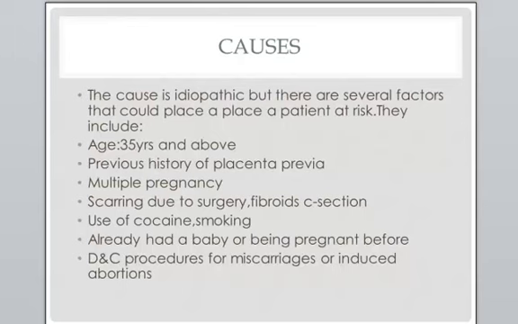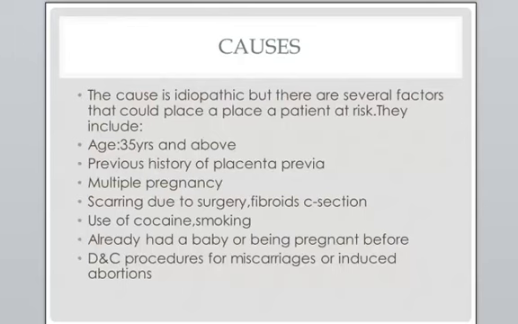If you are 35 years and above, that's an elderly primigravida, there is a possibility that your placenta might be located in the lower uterine segment. Another thing is, maybe during past pregnancies, the patient has developed placenta previa. So there is a higher chance that this patient is going to have it in another pregnancy. What about multiple pregnancy, like in the case of twins or triplets? That is another condition.